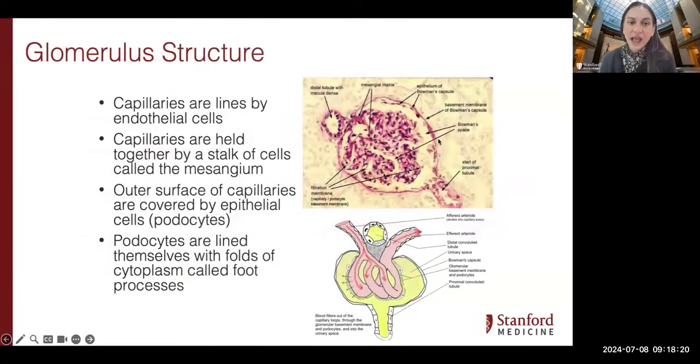There are capillaries that are lined by endothelial cells, and lupus can affect the endothelial cells. The capillaries are held by cells called the mesangium, and lupus can affect the mesangium. The outer surface of the capillary is covered by podocytes, and certain diseases affect those. The podocytes are lined with folds of cytoplasm called foot processes, and other diseases like minimal change disease and FSGS can affect the foot processes.